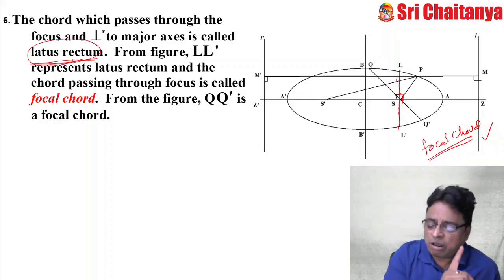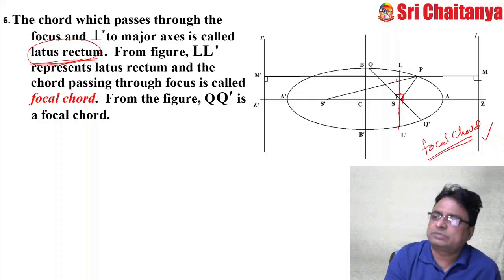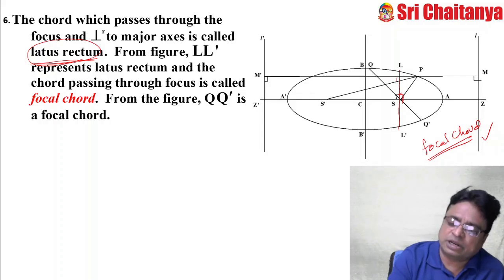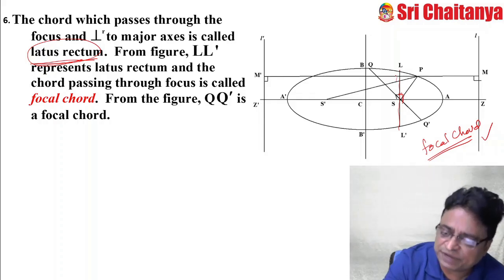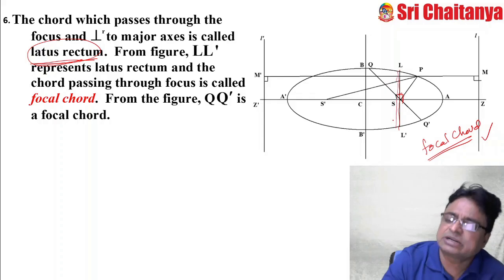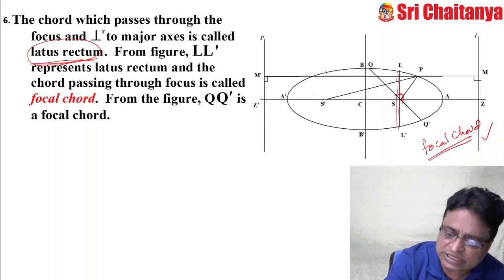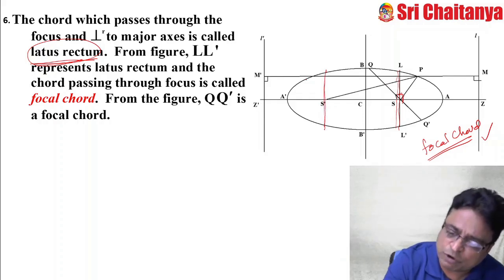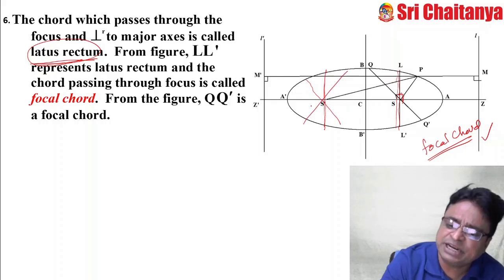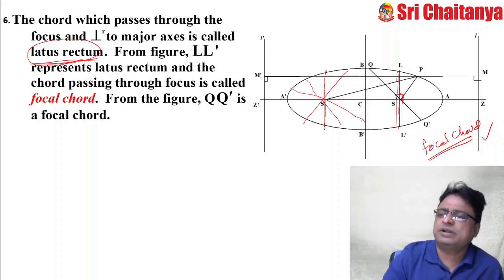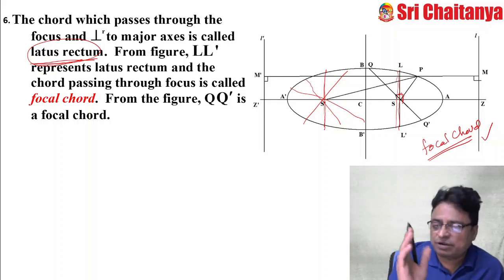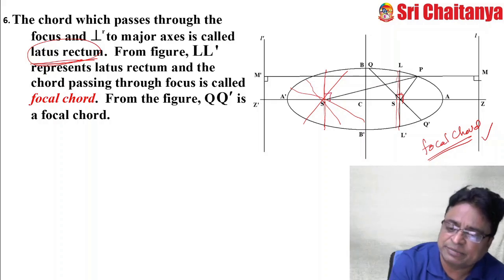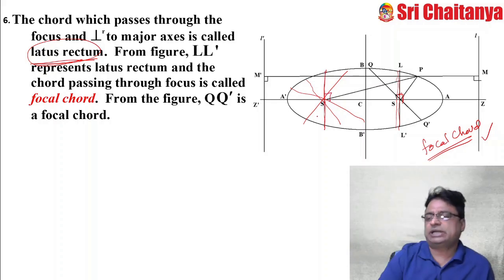So all latus rectums are focal chords, but all focal chords need not be the latus rectum. That is the relation between focal chord and latus rectum. So from the figure, capital L L dash is called the latus rectum. The same thing we can also expect here. This is also a latus rectum. Through this focus also you can imagine infinitely many focal chords. I am least bothered about all other focal chords. But the chord which is passing through the focus and perpendicular to the major axis is called my latus rectum, and its length is called the length of the latus rectum.